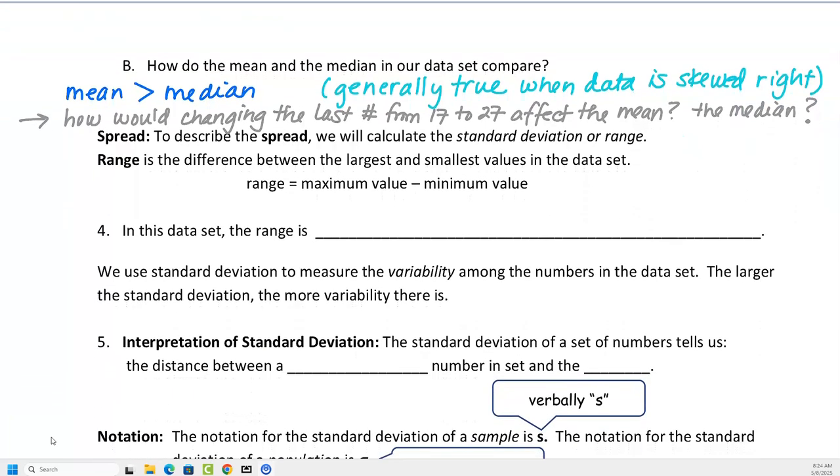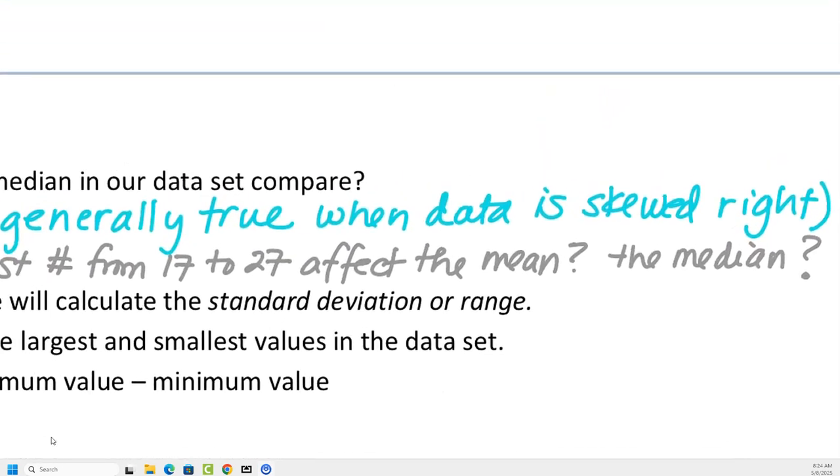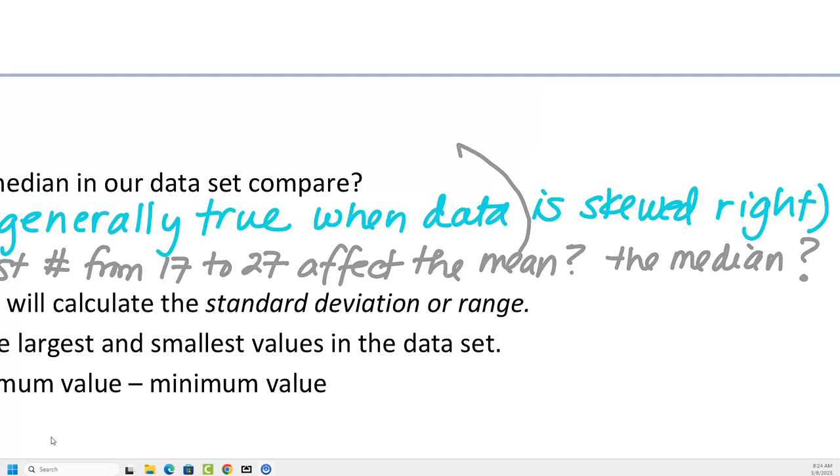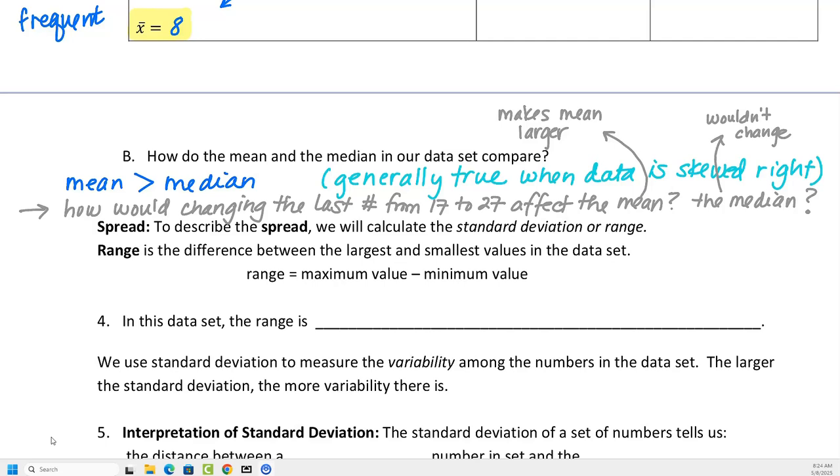Okay, so I'll answer this question right here. I'll just say makes mean larger. And then here, I'll just say that it wouldn't change. Okay, are we good with that?